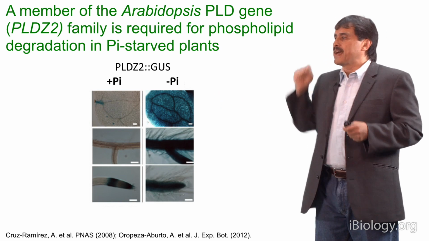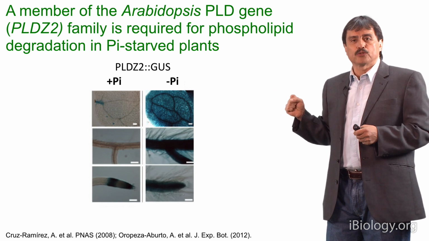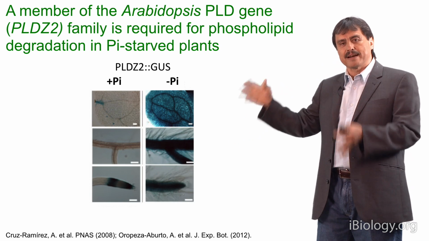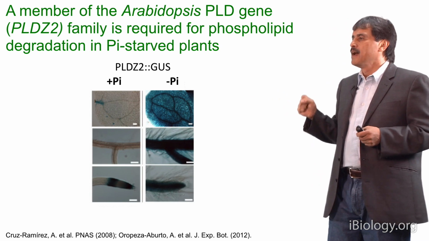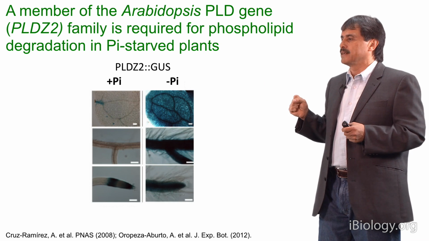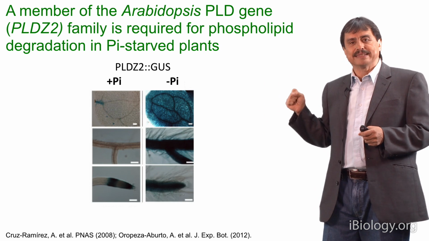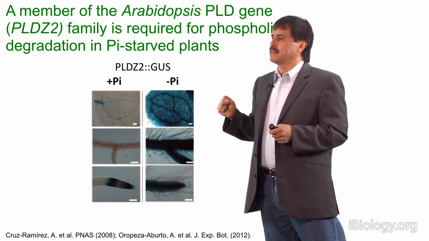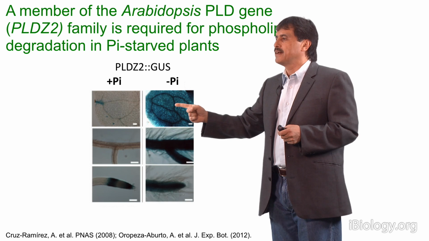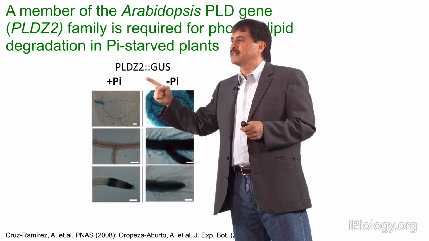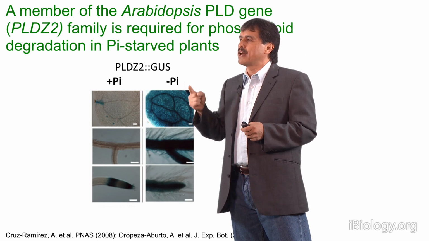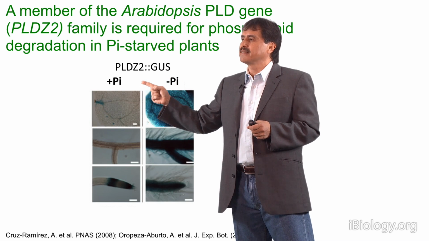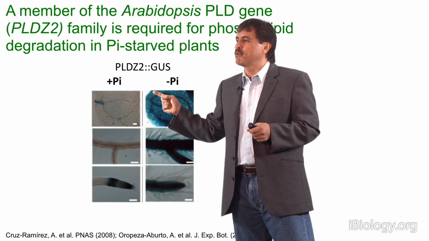The degradation, the hydrolysis of these phospholipids requires the participation of phospholipases. These are enzymes that break down phospholipids, and one of these enzymes is phospholipase D zeta 2. This gene was identified in our lab, and as you can see here, the expression of this gene, this is a fusion between the regulatory sequences of the phospholipase gene and the GUS reporter gene, which produces a blue staining.